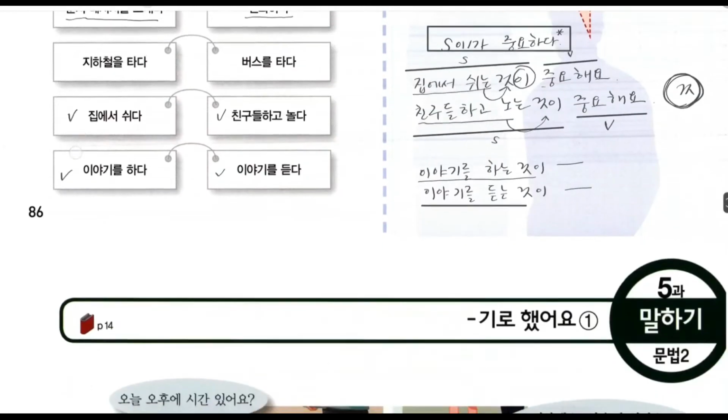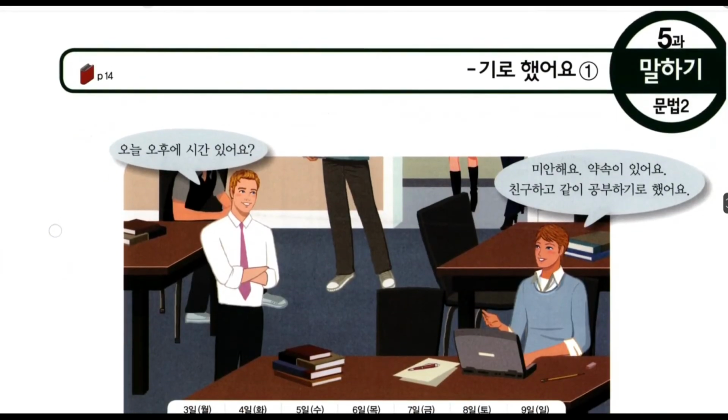Okay? 자, 우리 next grammar point 갑시다. 문법 2. Verb 기로 했어요. What does it mean? You just decided. Oh no, it's actually the past tense, isn't it? How do I know? 했어요 here, past tense. So I've decided to verb.